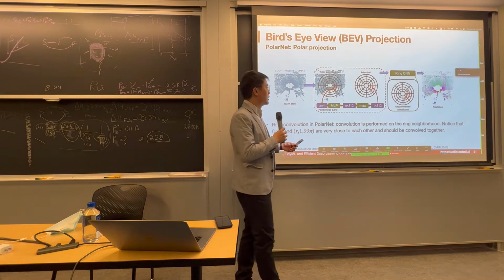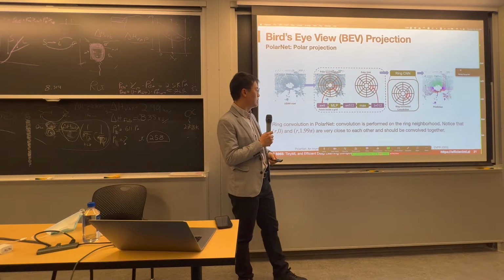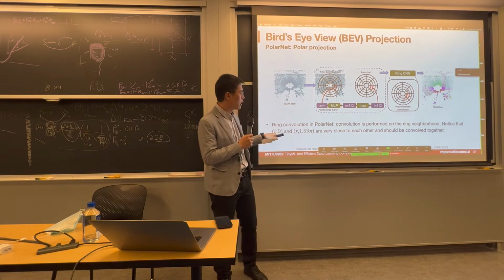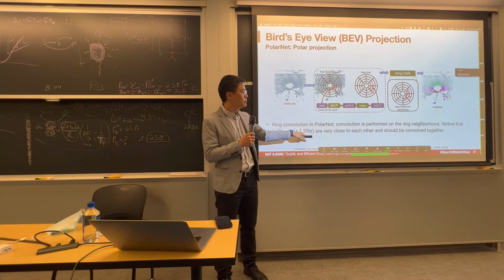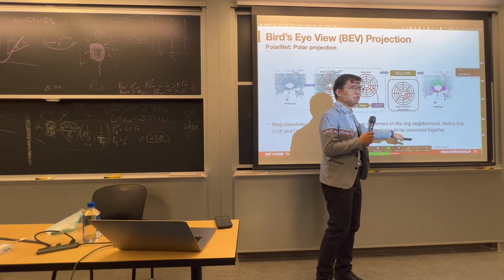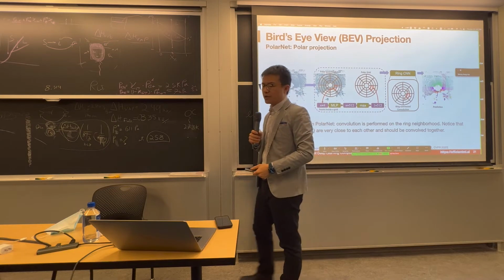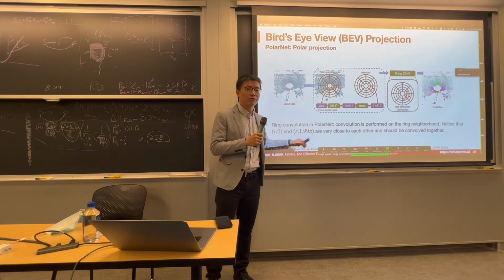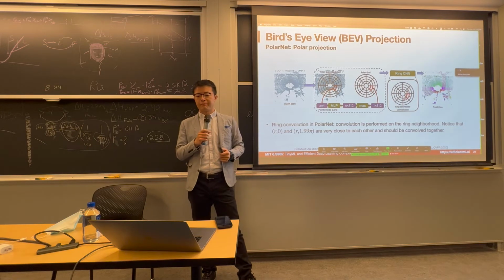So this is illustrating the process where we are doing the ring connected convolution. Right? So for example, R and 0, R and 1.99, something very close to 2 pi, are very close to each other. We should convolve them together. This convolution is related to finding neighbors. This is a special thing we have to take care of in rings.